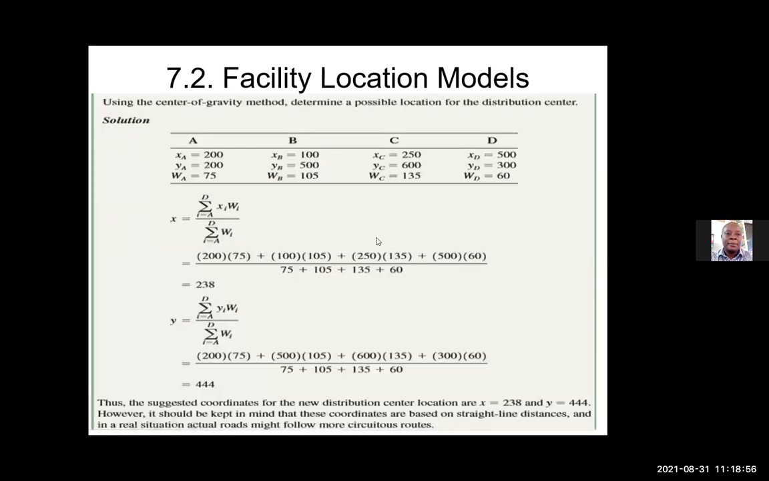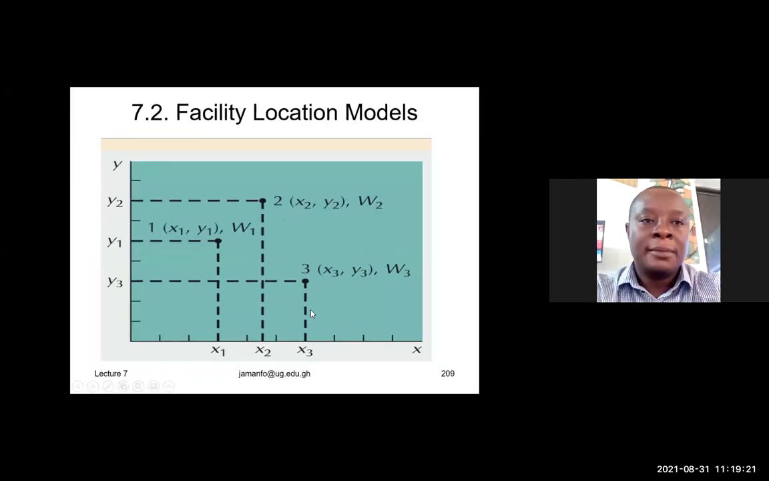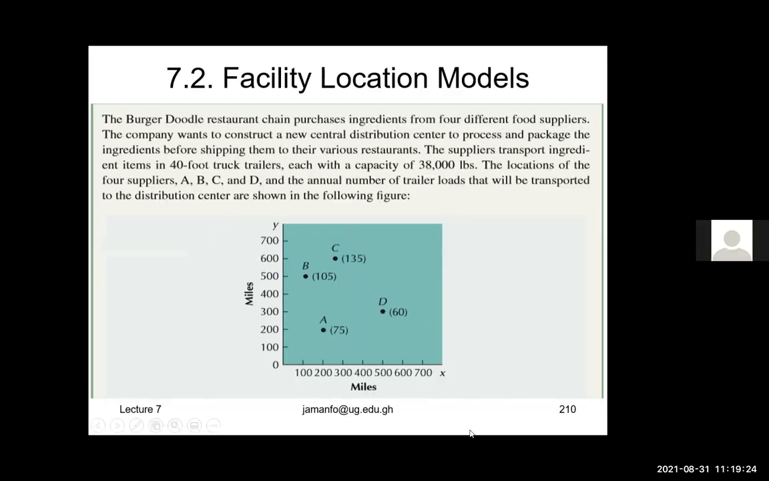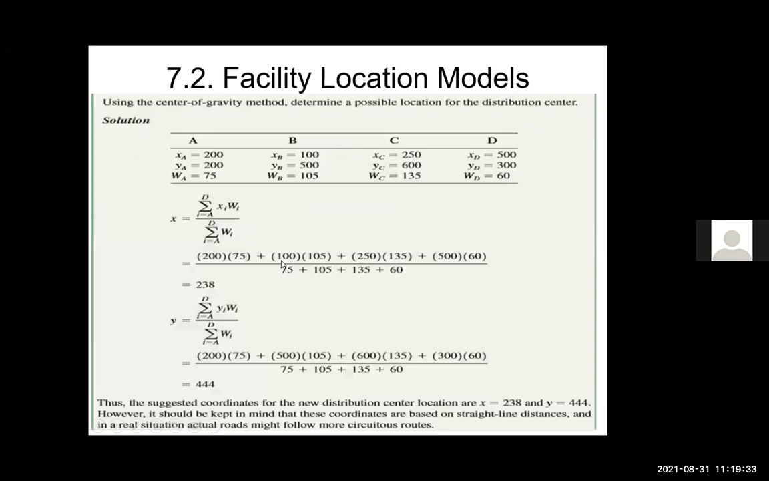Okay, let's quickly make sure that the coordinates you wrote are correct. A, you have 200, 200. Did you get the same one? Is this correct? Yes. Okay, so come to supplier B. It's 100, 500, correct? Yes, sir. I think we got this one wrong. Supplier C is 250, 600. We assumed that it is 300, 600, but over here it's 250, 600. Okay, so change it to 250, 600.